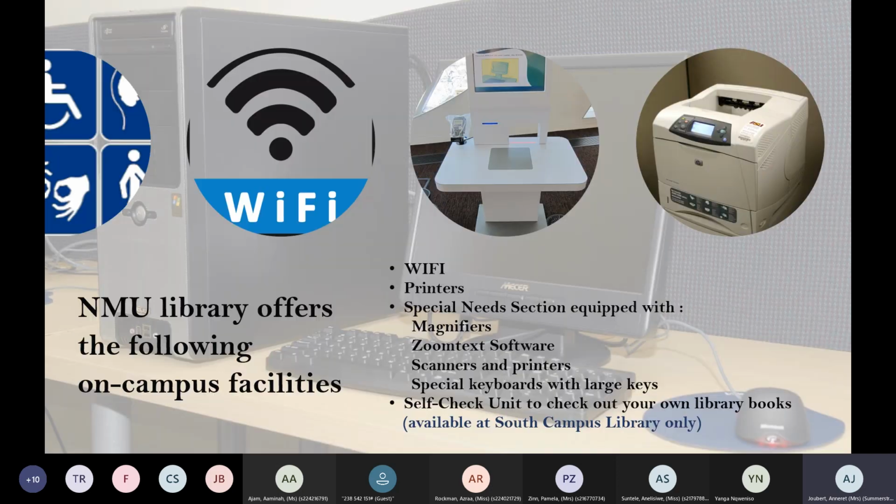Now we move to the on-campus library facilities. Wi-Fi. We have printers in all the libraries, or a printing section. Then there's a special needs section equipped with Magnify and ZoomText software, scanners and printers, and special keyboards with large keys. We also have the self-check unit at the South Campus Library only. You will use the self-check unit to check out your own books.